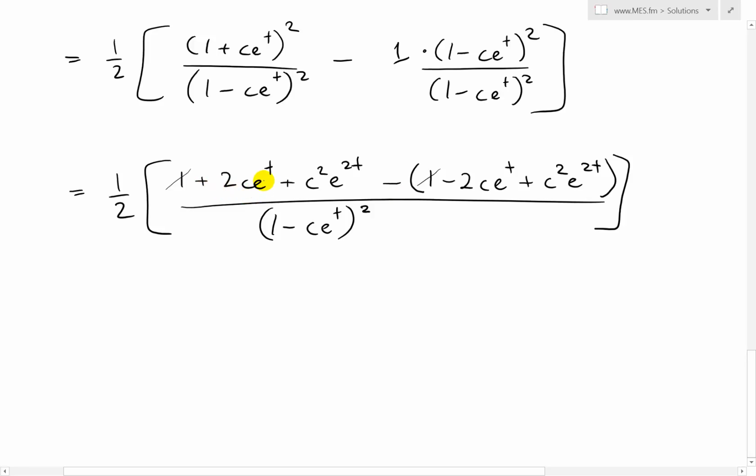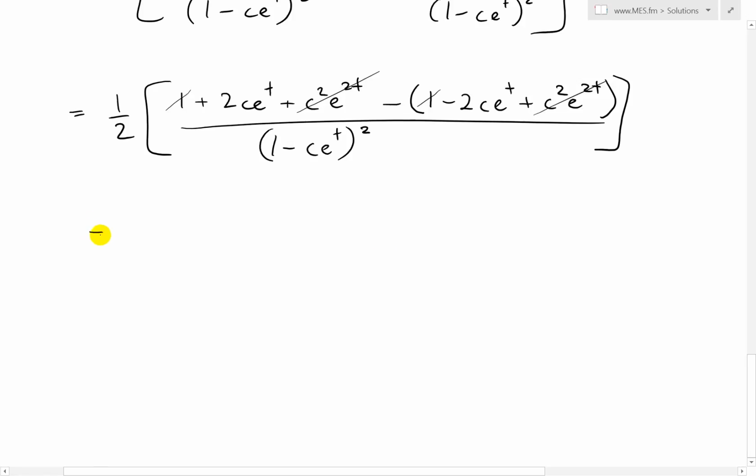So 2c e to the power of t minus a negative 2c, that becomes positive, so we'll end up having a 4c e to the power of t. And finally we have the c squared e to the power of 2t minus a positive c squared e to the power of 2t, which just cancels out. So what we end up having is 1/2, and then what we have right here, those add up, 4c e to the t, and then all divided by (1 minus c e to the t) squared.